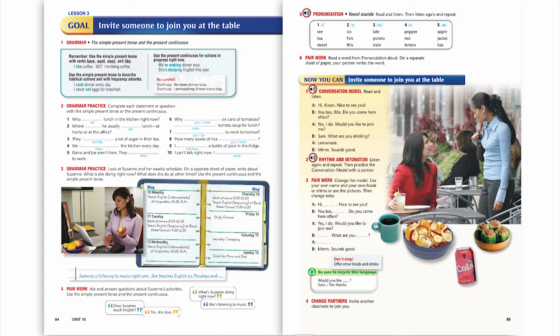Page 85. Now you can invite someone to join you at the table. Exercise 1. Conversation model. Read and listen.